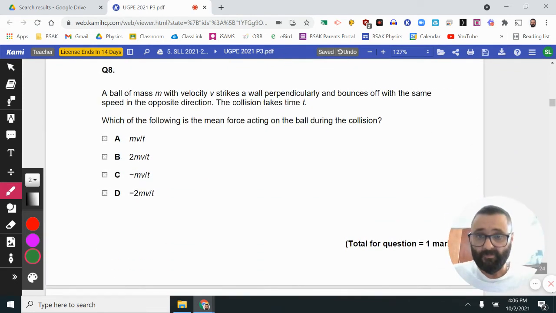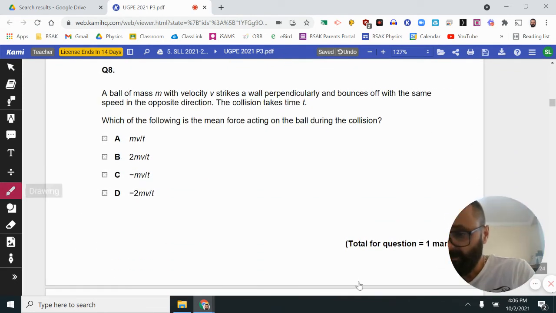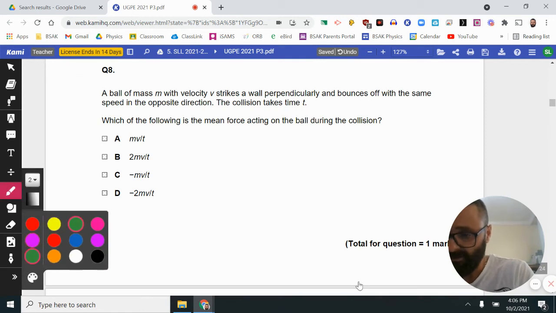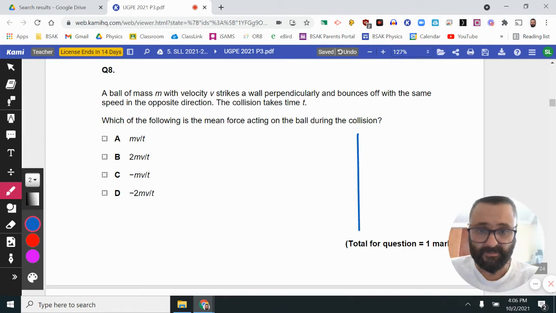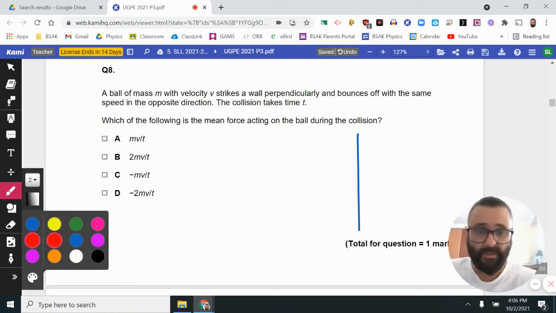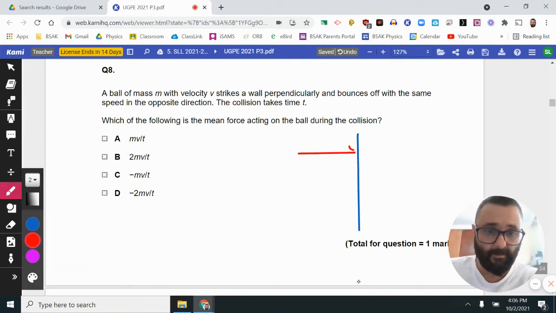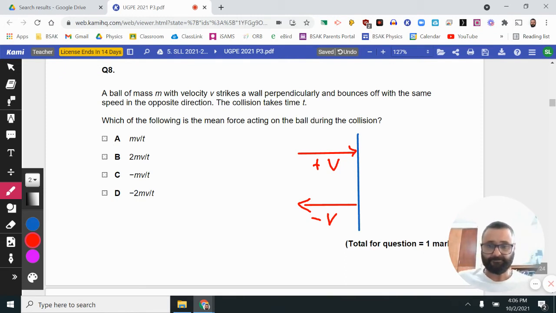Question 8, a ball of mass m strikes a wall. I think a drawing will be in order here so that we get the sign convention right. Now we've got a ball. Let's take that direction as positive. It's rebounding at the same speed in the opposite direction, and in collision time t, we want the mean force.